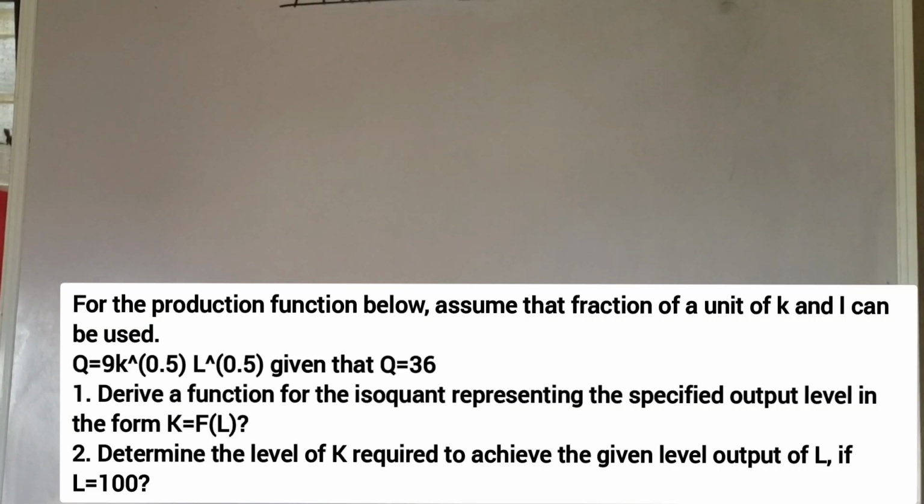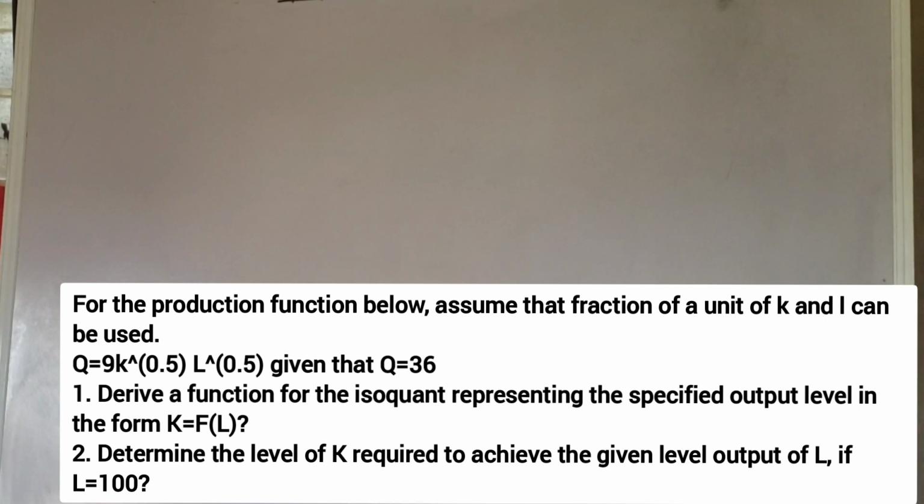Let's quickly look at this past exam question on production function. For the production function below, assume that fractions of the units of K and L can be used. Q equals 9K^0.5 multiplied by L^0.5, and Q equals 36. Question 1: derive a function for the isoquant representing the specified output level in the form K equals f(L). Question 2: find the level of K required to achieve the given output level if L equals 100.